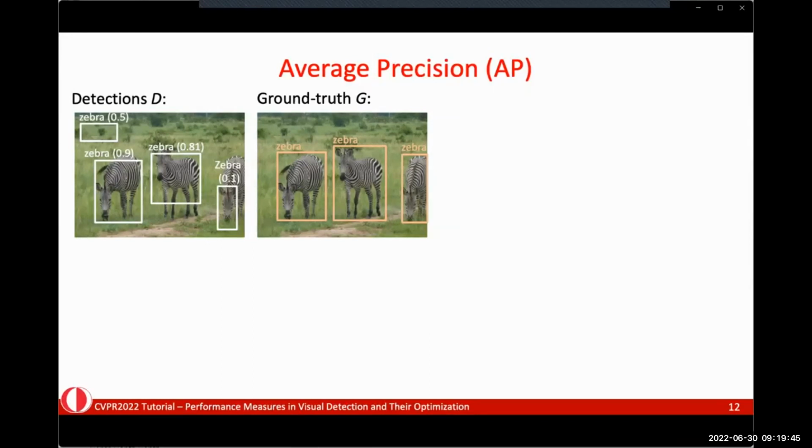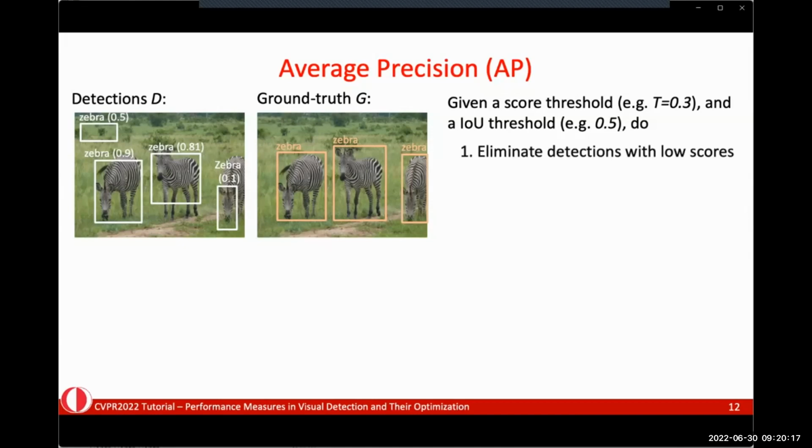To compute AP, we need to compute the recall precision curve, as AP is the area under the recall precision curve. And to obtain a single point in the recall precision curve, we actually need two thresholds, one for the detection confidence scores and the other for the intersection over union values. Let these thresholds be, for example, 0.3 and 0.5. Given these, the first step is to eliminate detections with confidence scores lower than t = 0.3.